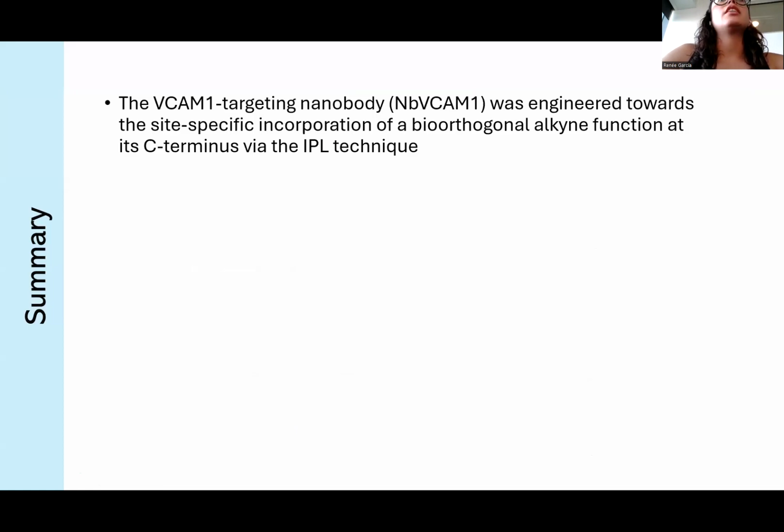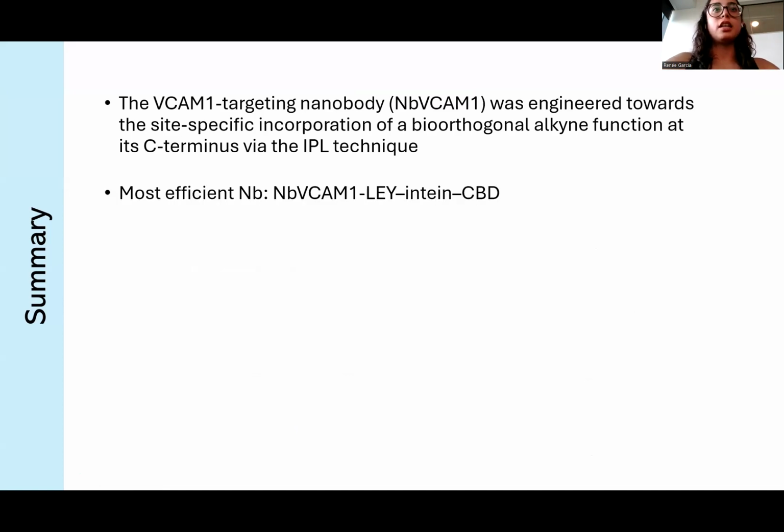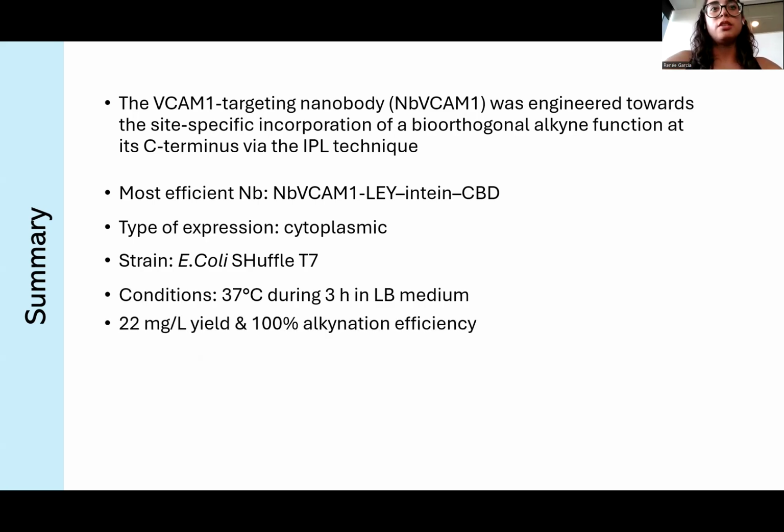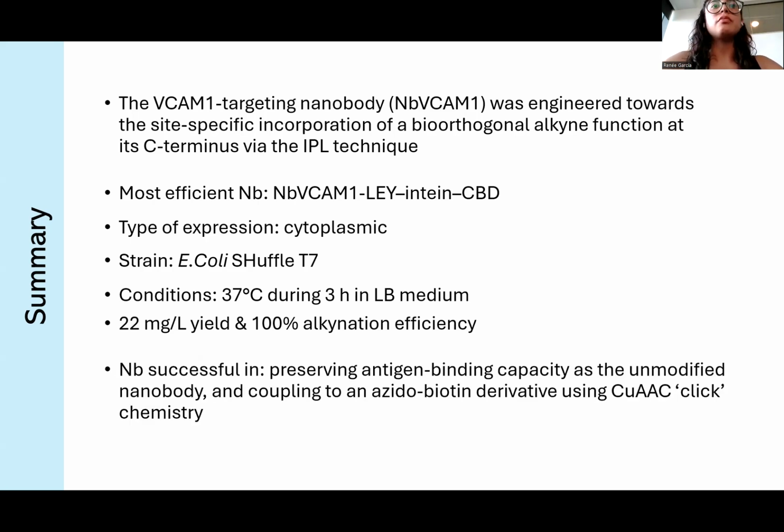So as a summary, the VCAM targeting nanobody was engineered towards the site-specific incorporation of a bioorthogonal alkyne function at its C-terminus via the IPL technique. And the most efficient nanobody was the one with the LAY spacer through cytoplasmic expression with the E. coli Shuffle T7 strain at 37 degrees during 3 hours in LB medium, having a final yield of 22 milligrams per liter of culture and 100% alkylation efficiency.